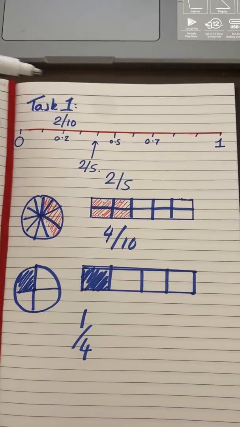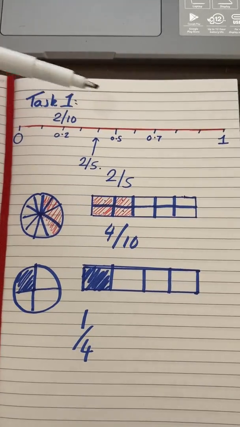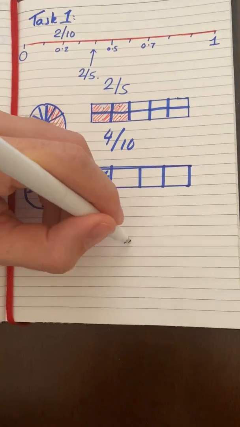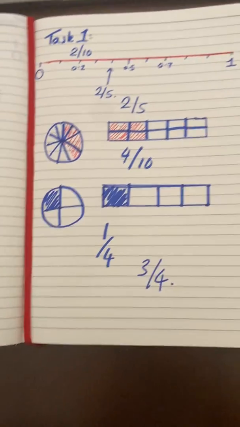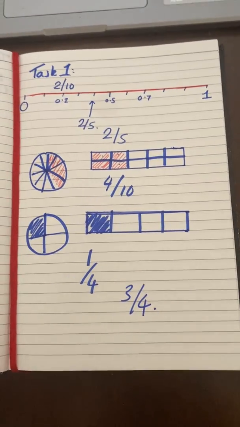on this number line. A little clue for you, it's not already marked on there, you're going to have to make another mark, okay? So for 1/4 and 3/4, you'll need to make another mark on the line and have a go at trying to put it in the right place, okay? So that's task 1.